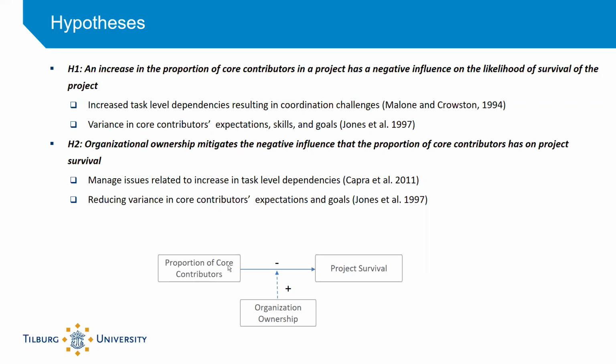So basically, the two hypotheses suggest that proportion of core contributors has a negative influence on survival, and this influence is mitigated by organizational ownership, or organizational ownership has a positive moderation effect on the relationship between proportion of core contributors and project survival.